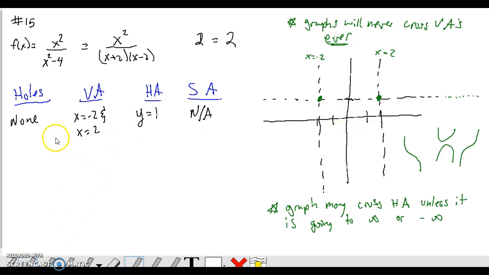All right, so the next thing I want to do is find x-intercepts. So let's set, so x-intercepts.